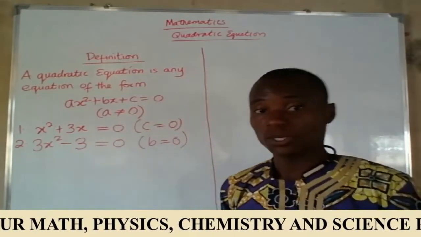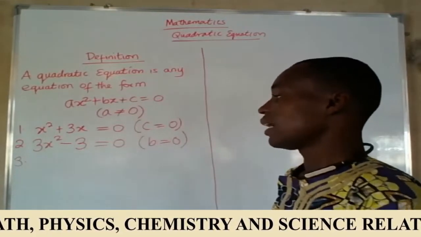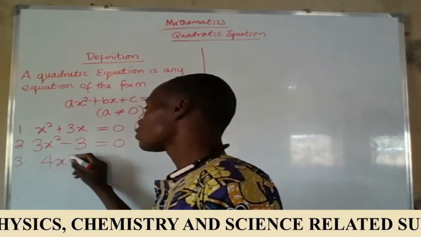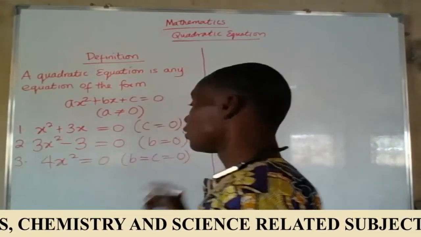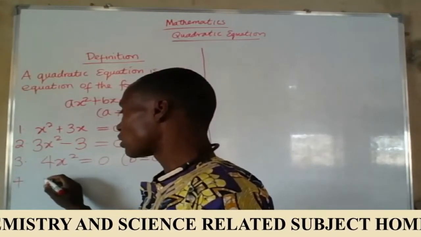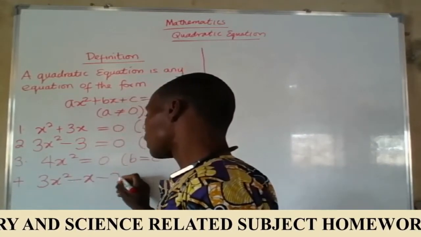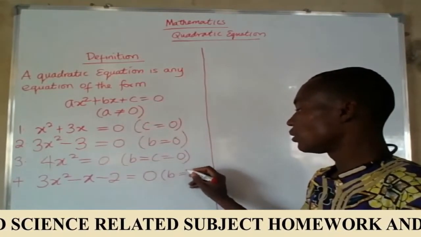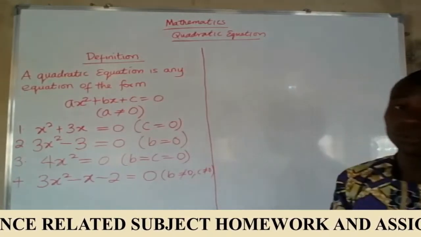A third possible special case will be in the event where both b and c are equal to 0. Of course, if b and c are equal to 0, you get something as simple as 4x squared is equal to 0. That's both b and c have a value of 0. But in the event that neither b nor c is 0, you have the general quadratic equation, which could be 3x squared, for instance, minus x minus 2 is equal to 0. In this particular case, both b and c are non-zero.